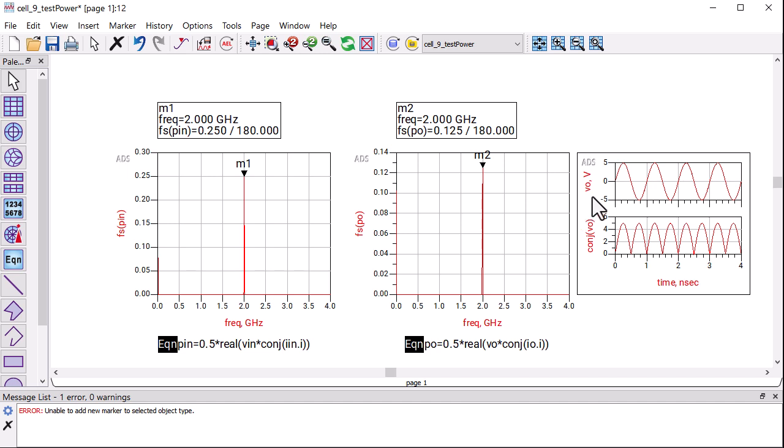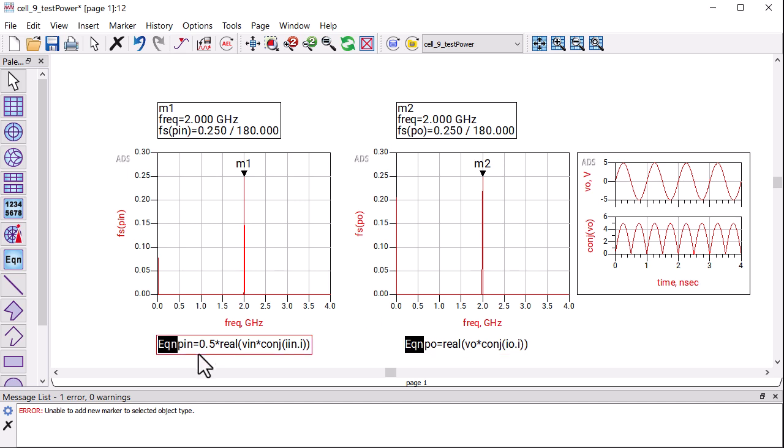I draw V out and the conjugate of V out here. As you can see here, it is not possible to use it. So for the correction, you have to remove this part in both cases.